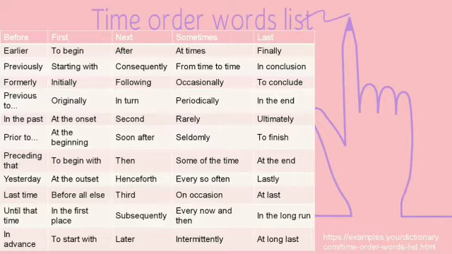Time order word list: before, earlier, previously, formerly, previous to, in the past. First, to begin, starting with, initially, originally, at the onset. Next, after, consequently, following, in turn, second, soon after. Sometimes, at times, from time to time, occasionally, periodically, rarely, seldom. Last, finally, in conclusion, to conclude, in the end, ultimately, to finish.